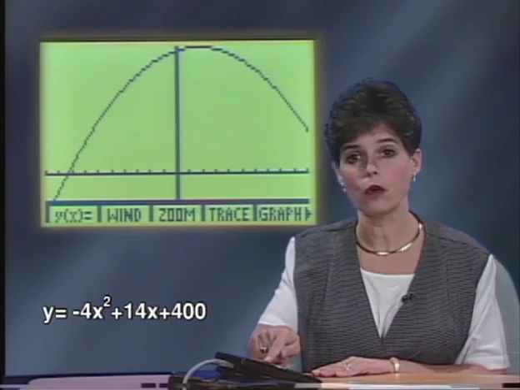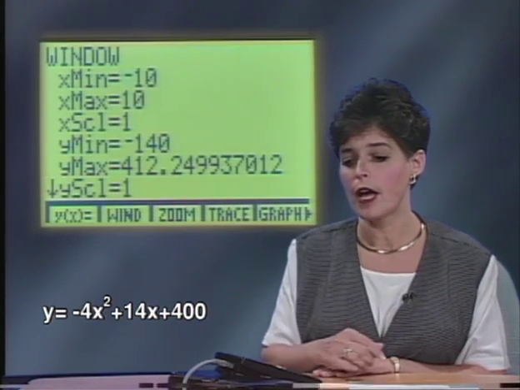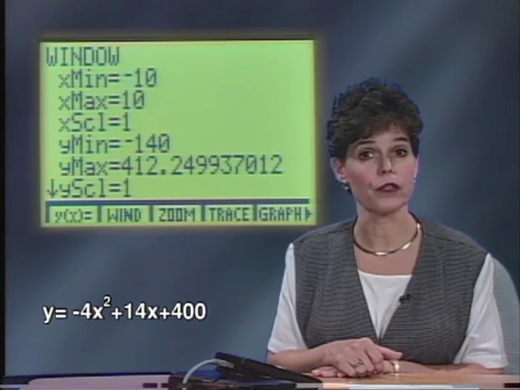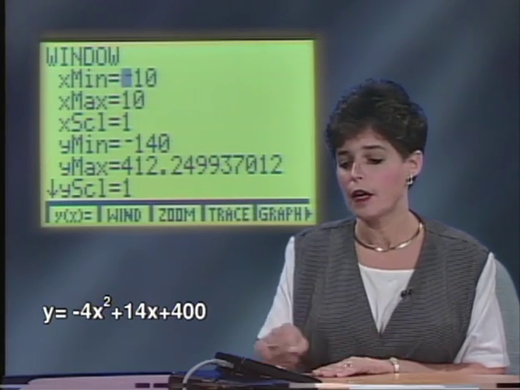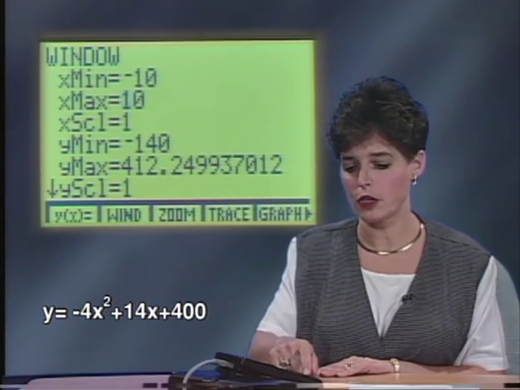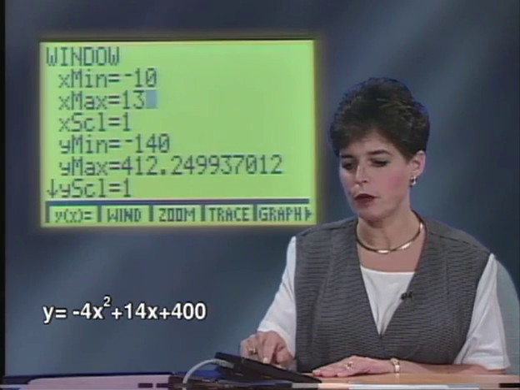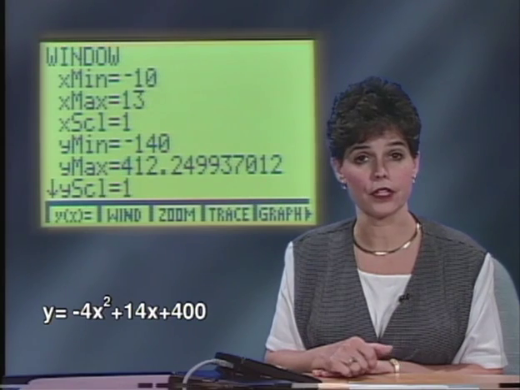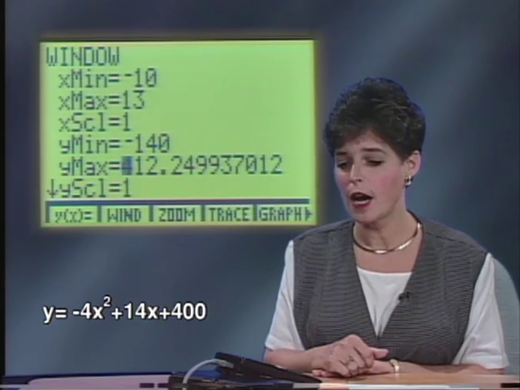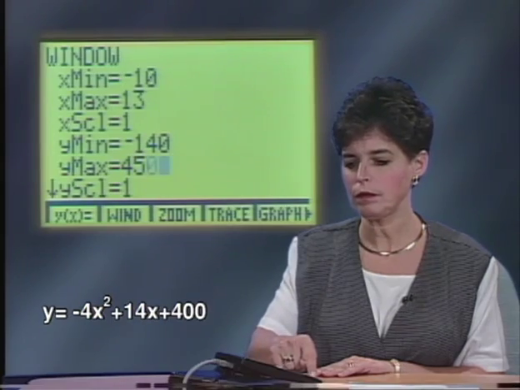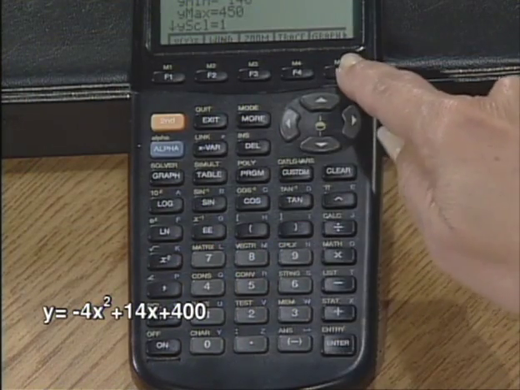Let's go into Window with F2. And you can see that the calculator has definitely changed from the standard viewing window. I said that I wanted X max to be a little bigger, so I'm going to change that into a 13. Doesn't really matter what it is. And down here on my Y max, because I wanted to see a little bit more of the top of the screen, I think I'll change it to 450. Now go to Graph with F5.